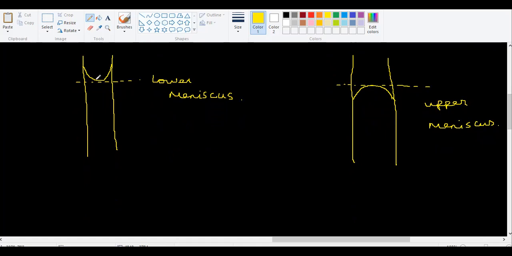Here, why do you think this is forming a lower meniscus, anybody? And why do you think this is forming an upper meniscus?